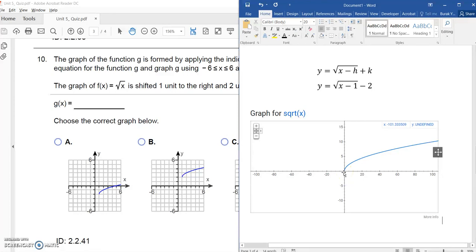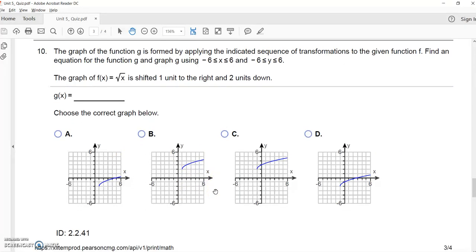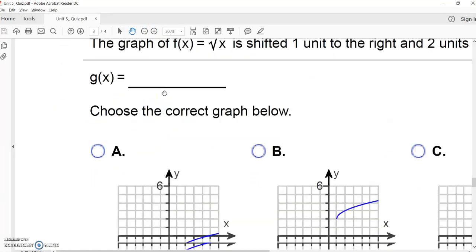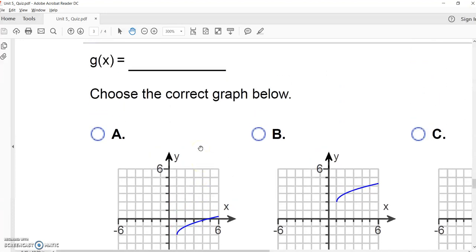So that's the graph. So when you shift this 1 unit to the right and 2 units down, so you just shift 1 unit this way and 2 units down, so you can tell that this graph from 0, 0, 1 unit right and 2 units down, so maybe a little bit larger would be better. So 1 unit right, 2 units down, it starts from here, so A is the correct choice.